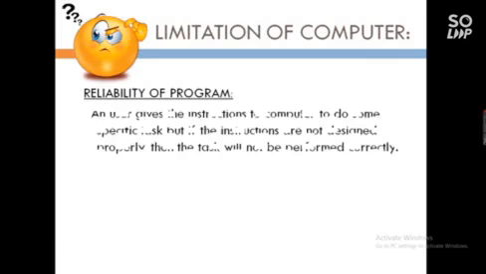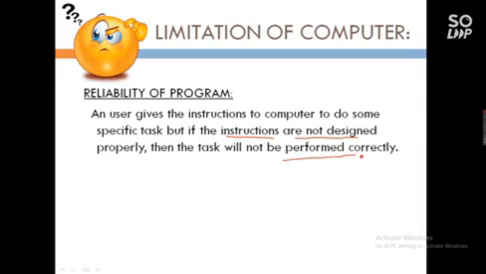Number 1. The reliability of a program. A user gives an instruction to a computer to do a specific task. When that instruction is not designed properly, it will not perform the task correctly. Correct? That means if the instruction that we are providing to the computer is not clear, then the computer will not work properly.